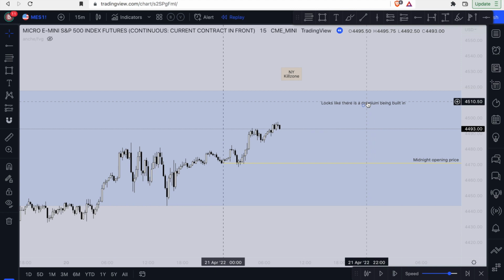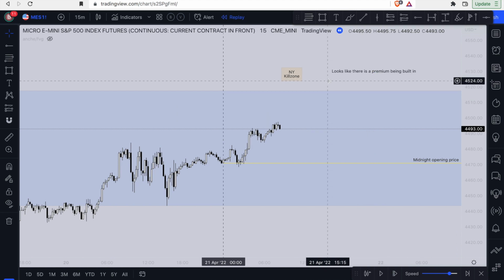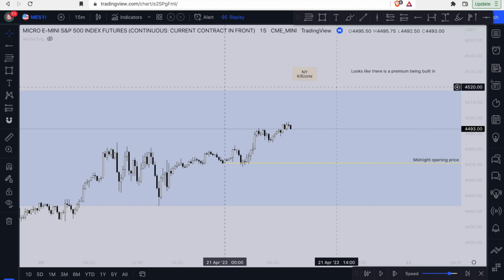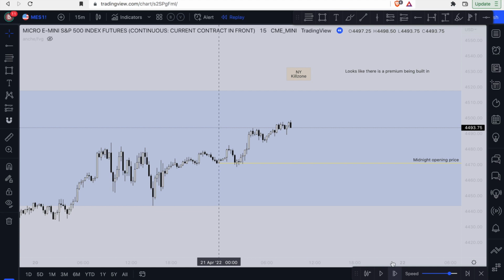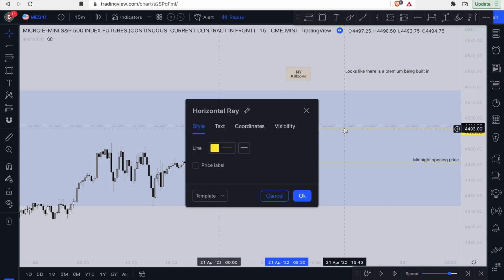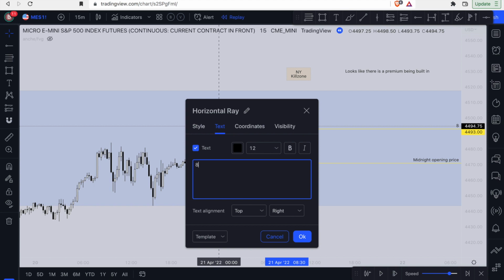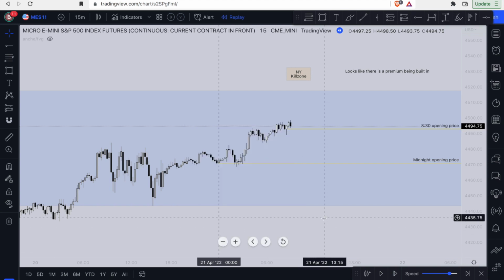This is just to trick your brain into gaining experience and telling yourself what you're seeing before it unfolds. So now we have, this is 830, the 830 opening price, which is also used for the power of 3.